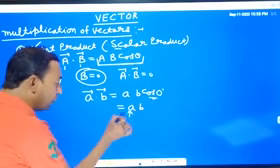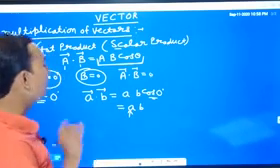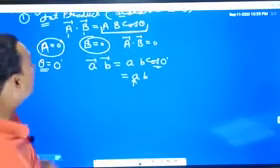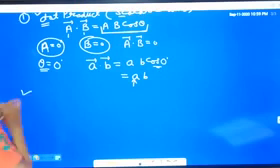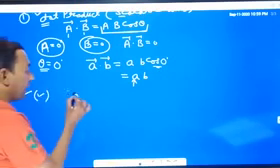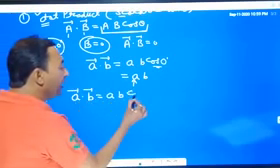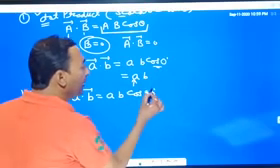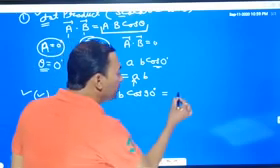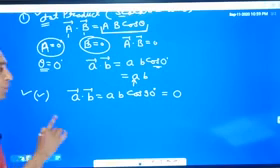A is the magnitude of vector a and b is the magnitude of vector b. Next case: if the angle between vector a and vector b is 90 degrees, then it becomes ab cos 90. And what is the value of cos 90? The value of cos 90 is 0, so it becomes 0.